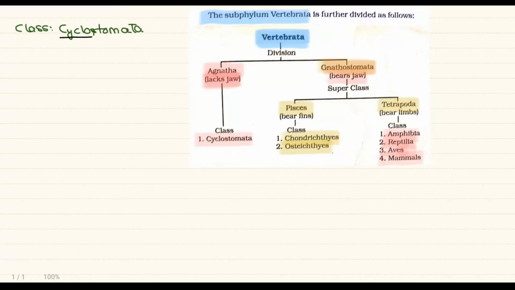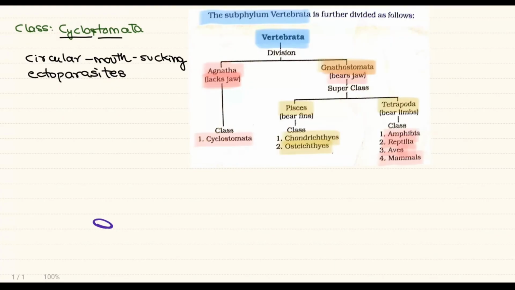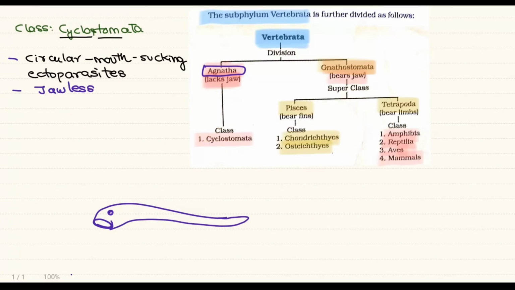Now what is cyclo? Cyclo is circular, stoma is mouth. So these have a circular mouth and this mouth is generally used for sucking. As these are used for sucking, these are basically ectoparasites. They attach to the body of the larger fishes like the sharks and they suck the blood. So this is a typical cyclostome with a circular mouth and a long body. The cyclostome belongs to Agnatha, that is, the jaws are absent, so these are jawless vertebrates.